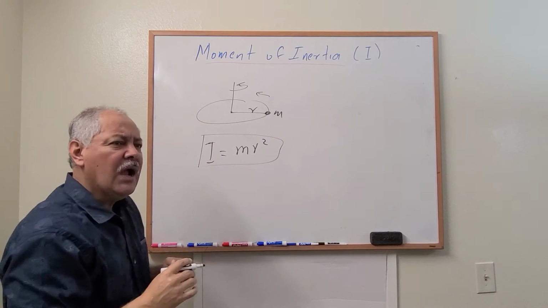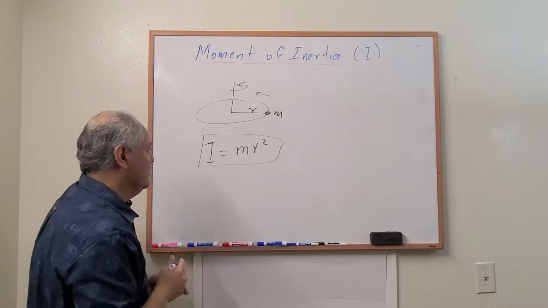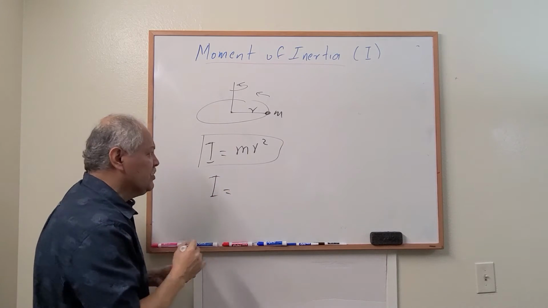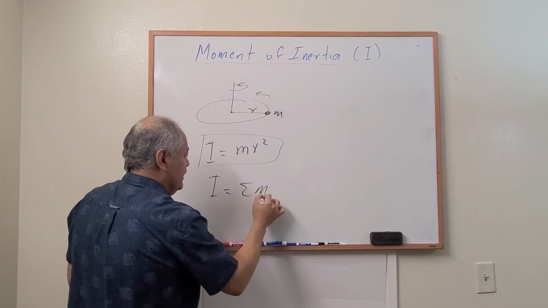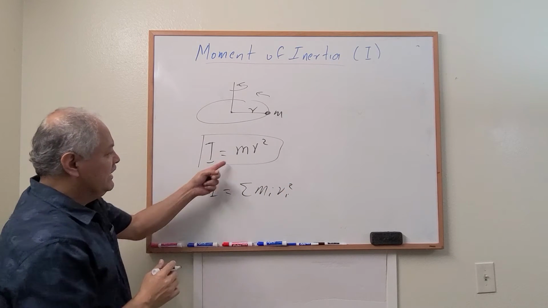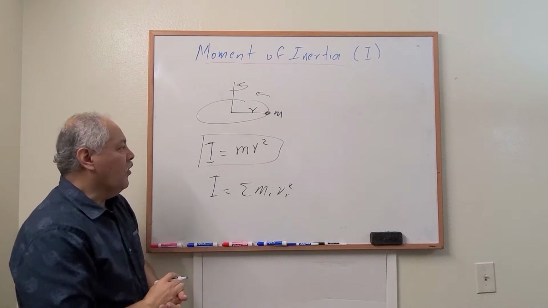What about if we have a bunch of particles? When we have many particles, we use the summation of m sub i r sub i squared. Correct? They have the same form.